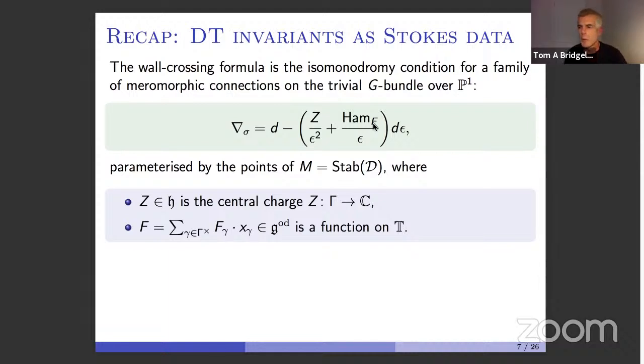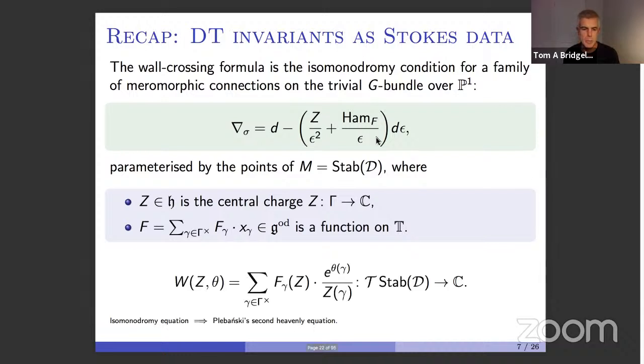And so this is really what we want to do. We want to take the DT invariants, think of them as Stokes data, and try to get our hands on this function f, because this is what's going to define the nice geometric structure on Stab. Okay, and we said that if you repackage this function as a function on the tangent bundle to Stab, then this isomonodromy equation becomes this Plebanski equation, and that gives you the existence of some complex hyperKähler structure.